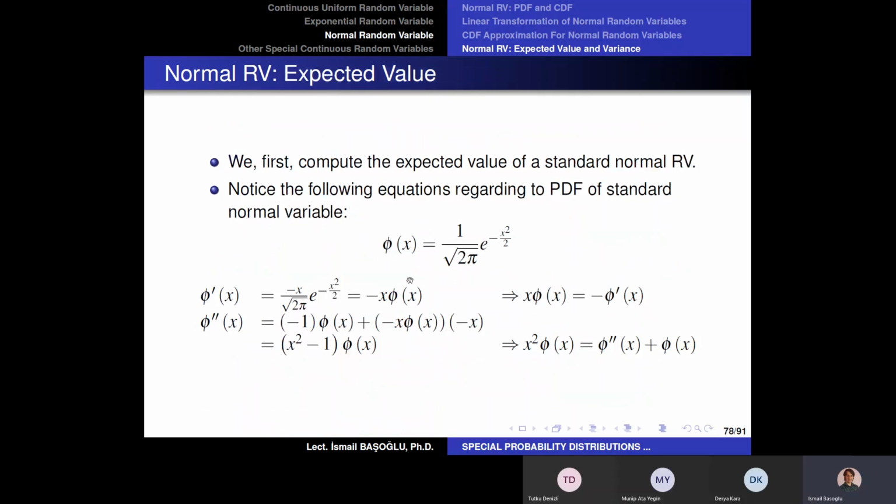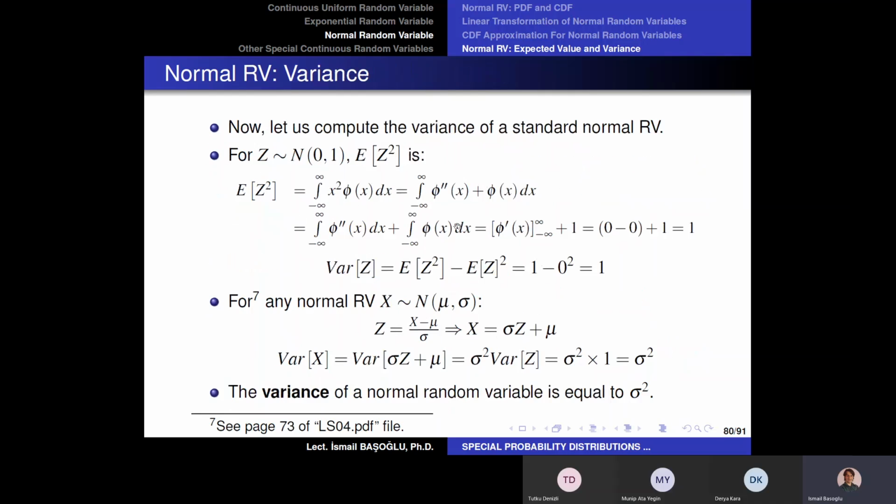Now, 2 pages ago, we determined that x squared phi x is equal to the second derivative of phi x plus the original function, not the first derivative, but the original function. So instead of writing this integrand here, I am going to replace it with the second derivative plus the function itself. And you know, the integral of the summations is equal to the summation of the integrals. So I separate this sum into 2 integrals. So we have the second derivative of phi x integrated. What would be the result of this integral? The first derivative, right? So the integral of the second derivative is the first derivative.